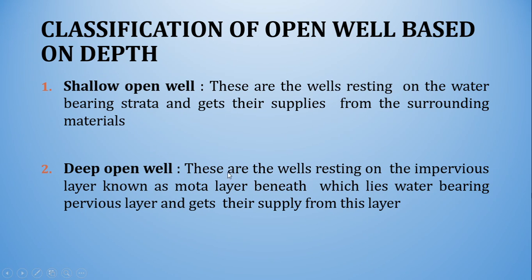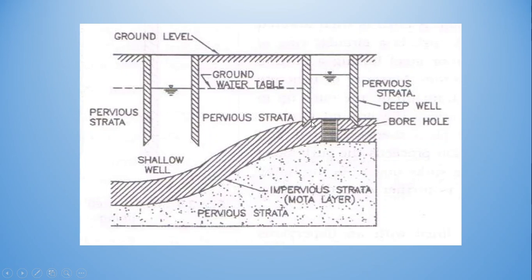And deep open wells, these are the wells resting on the impervious layer known as mota layer, beneath which lies the water bearing pervious layer, and they get their supply from this layer. So the deep well is resting on the impervious layer. And the shallow well is not resting on the impervious layer, it is resting on the water bearing strata. So the soil mass here will have the water, and it is resting on the water bearing strata.